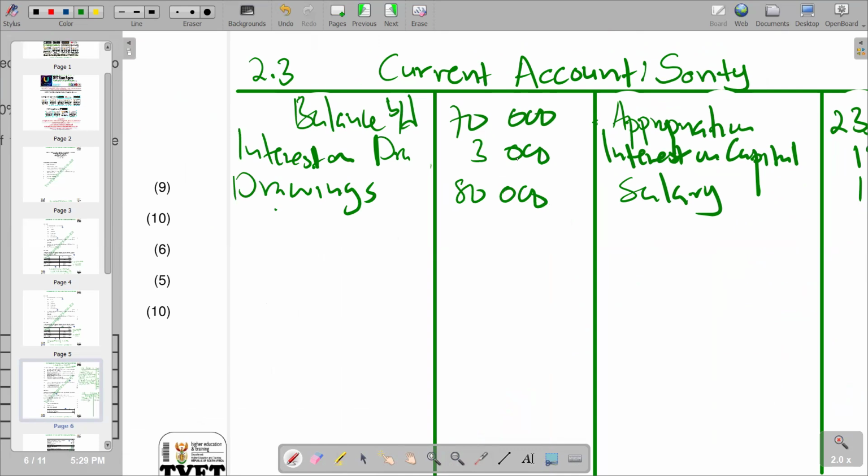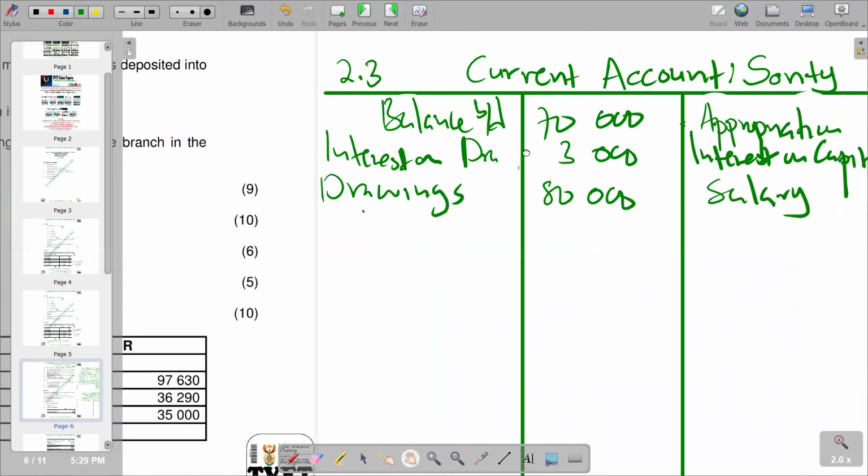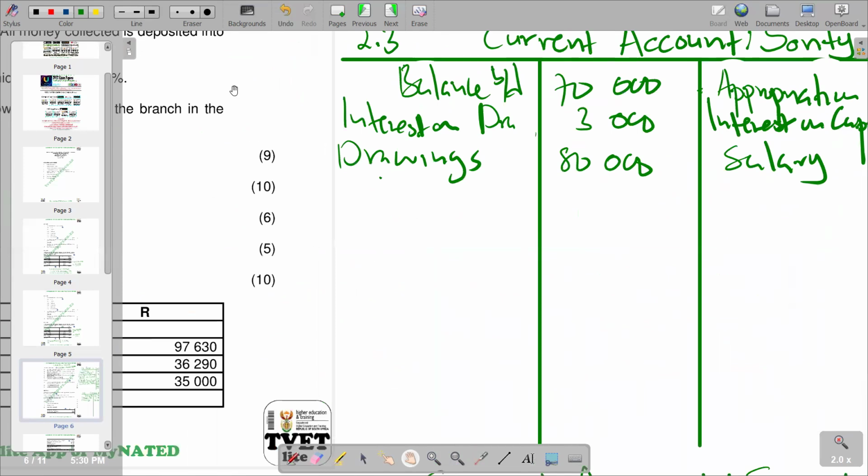And then obviously we go again and check the appropriation, you see that there's interest on current for Sonty, it's 9,800. So it's also supposed to come to the debit side. Remember, we said what is on the credit side of the profit and loss appropriation should go to the debit side of the current account. So 9,800 is for Sonty, for interest on current. So we are saying interest on current, and we have 9,800.